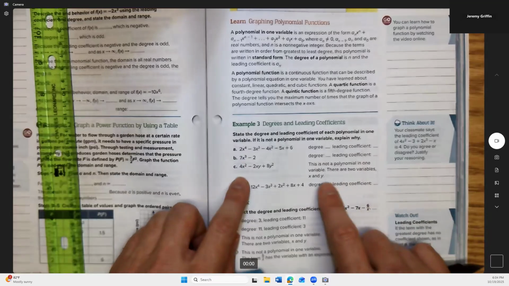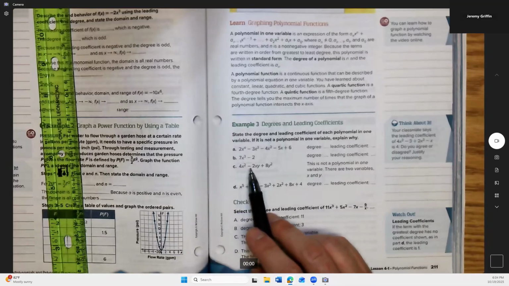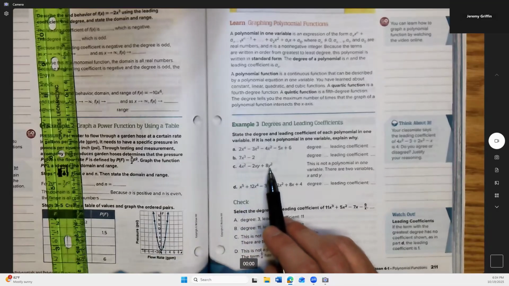Now this one, look at here. What if you had z equals 4x squared minus 2xy plus 8y squared?